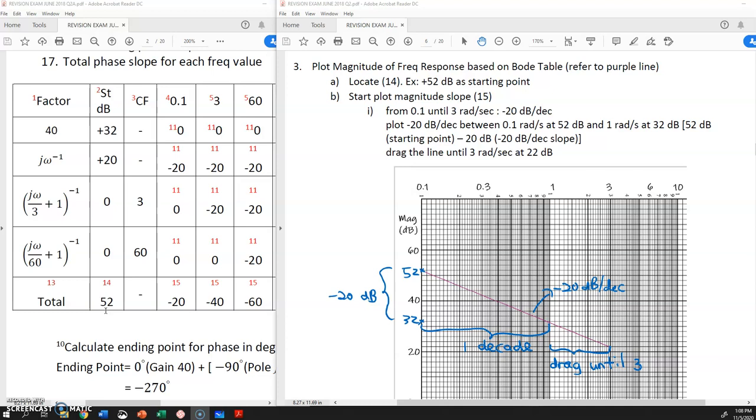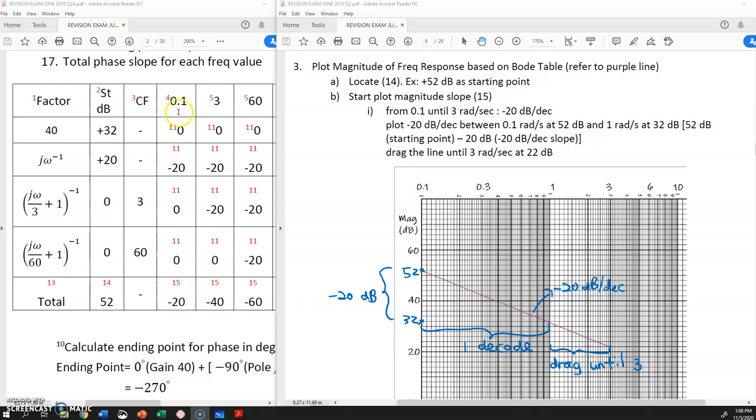In this case, it is positive 52 dB. So you mark this, okay, this is 40, this is 50, this is 60. So 52 is here. 52, 54, 56, 58 and 60. So one box is 2 dB. So 52 here, you mark this one, and then start plotting the magnitude slope starting from this one.